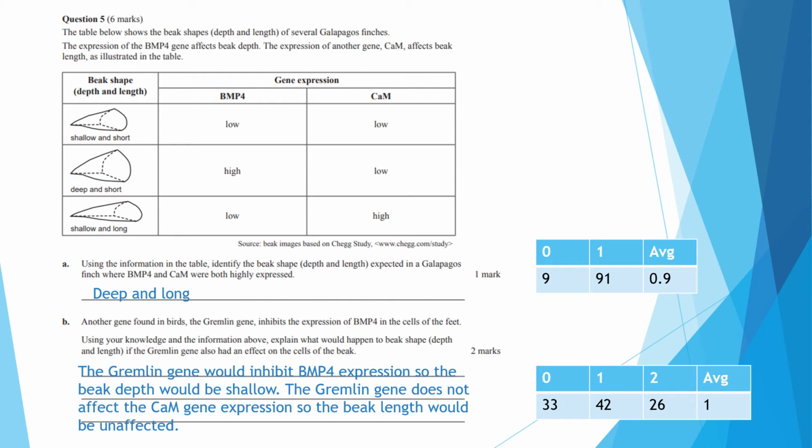So the answer here is that the gremlin gene inhibits the expression of BMP4, so the beak depth would be shallow. That's 1 mark. The second mark is that the gremlin gene does not affect the CAM gene expression, so the beak length would be unaffected. You need to state both of these sentences in order to get the full marks.